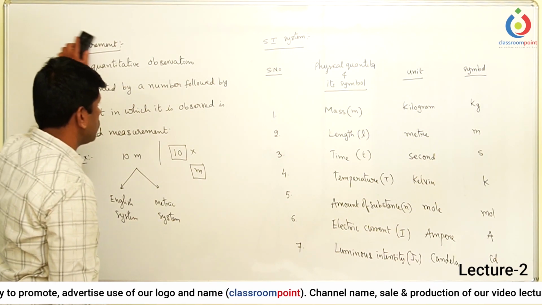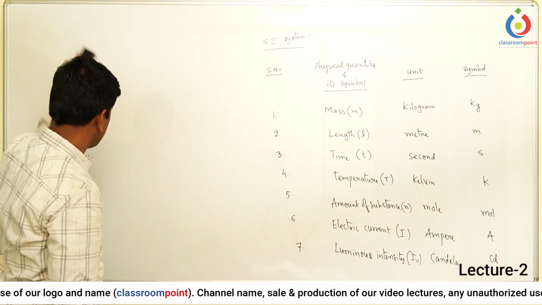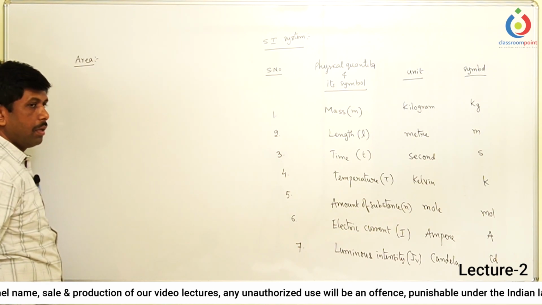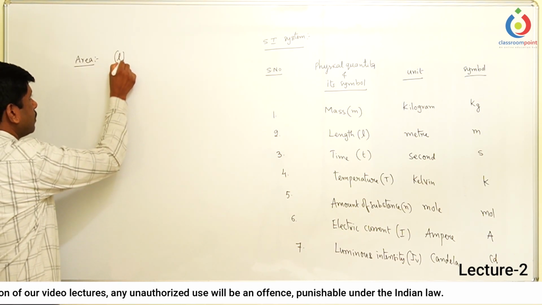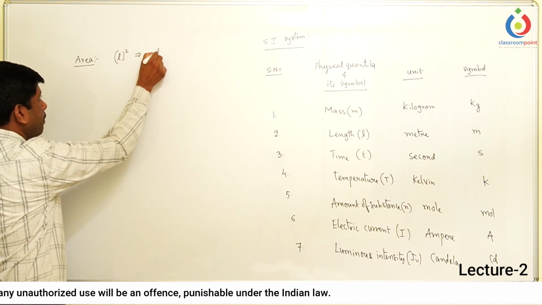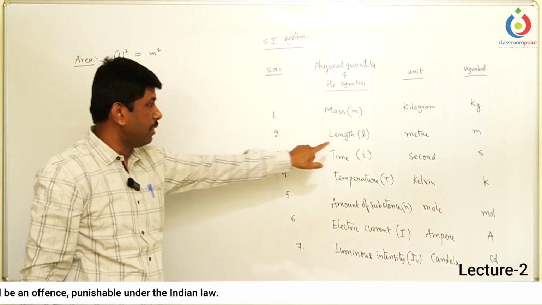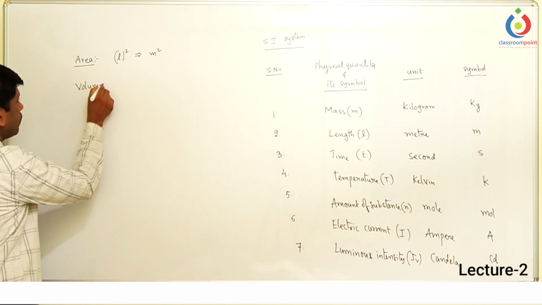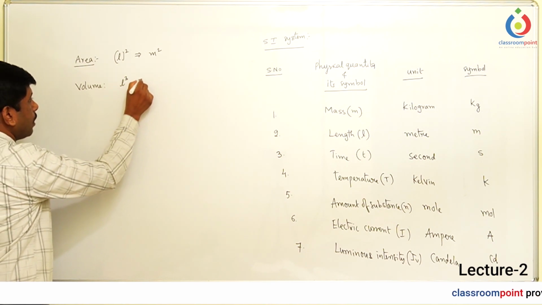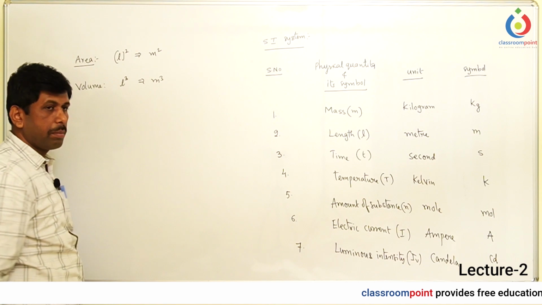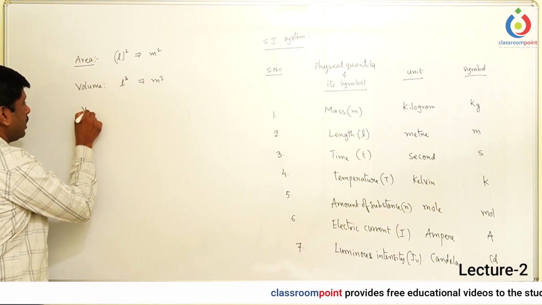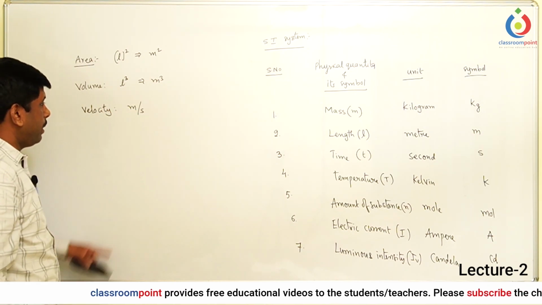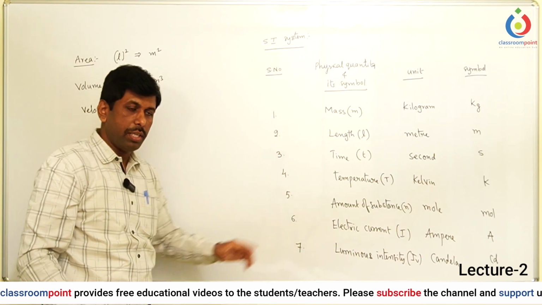Let us see some of the derived units now. For example, area. Area means length square. That means if you use meters, it will be meter square. So meter is the base unit of length. And volume. Volume means length cube. That means meter cube. Again, meter is taken from the base units. Similarly, velocity. Meters per second. Meter and second, both are in these base units only.